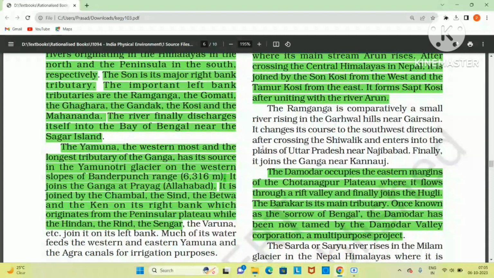The Yamuna, the westernmost and the longest tributary of the Ganga, has its source in the Yamunotri Glacier on the western slopes of the Banderpunch Range. It joins the Ganga at Prayag, also known as Allahabad. It is joined by the Chambal, the Sindh, the Betwa, and the Ken on its right bank, which originate from the peninsular plateau, while the Hindan, the Rind, the Sengar, the Varuna, etc., join on its left bank.